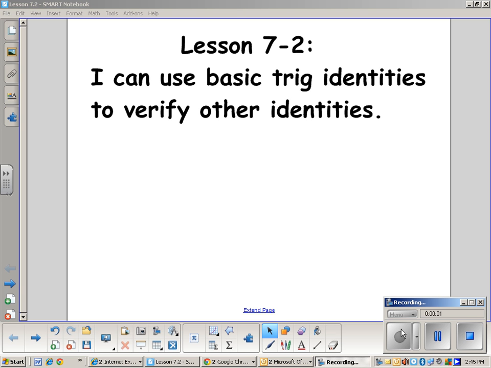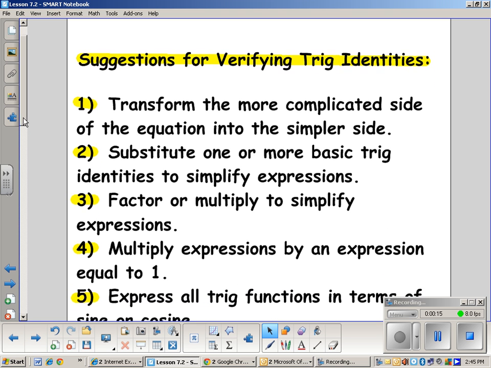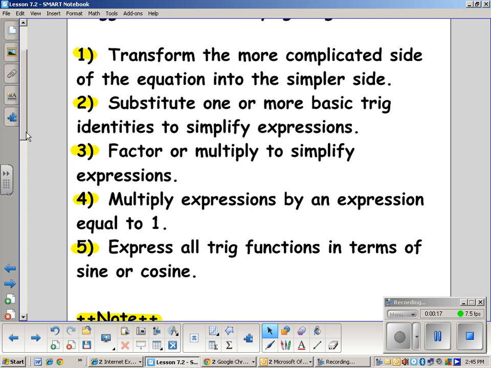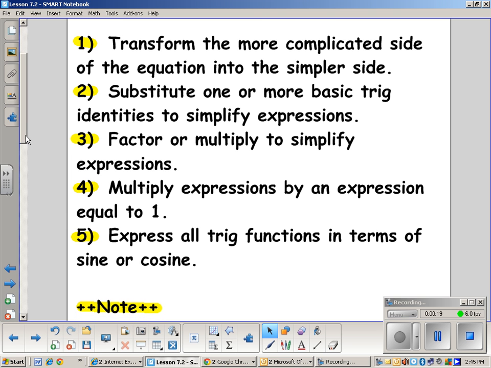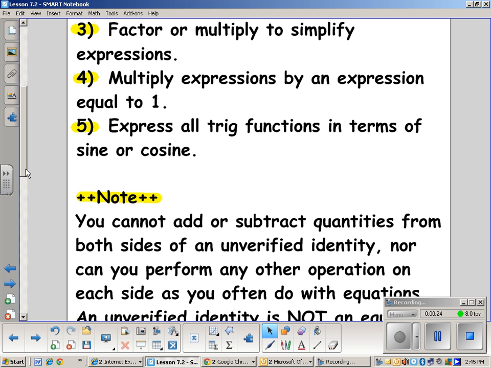Going through this quickly, so you'll want to pause it so you can copy down. There's a lot of writing here. And then we'll get to 3 examples. Suggestions for verifying trig identities. I need to read that to you. You can do that. Again, don't forget to pause so that you can copy them down.